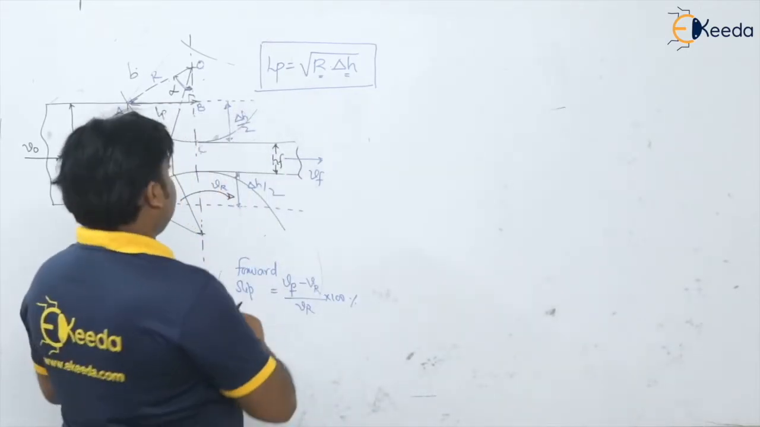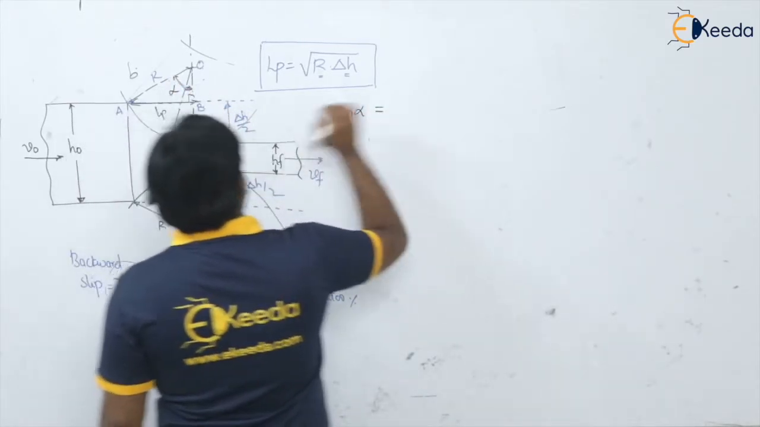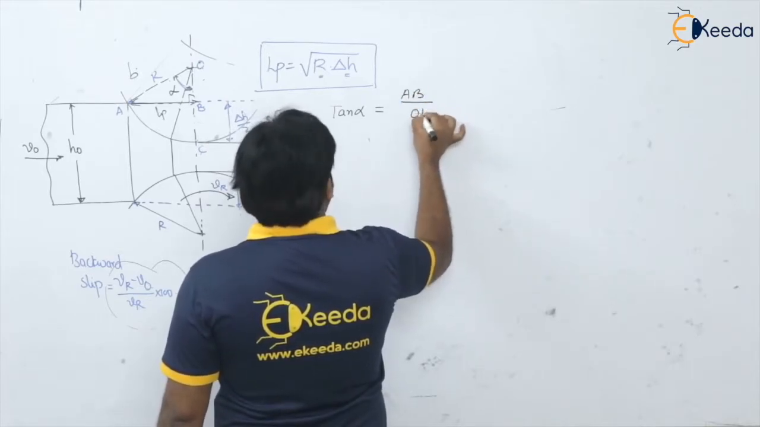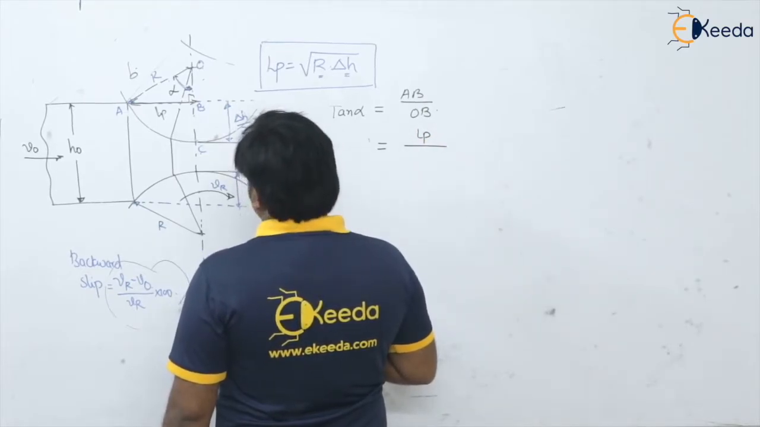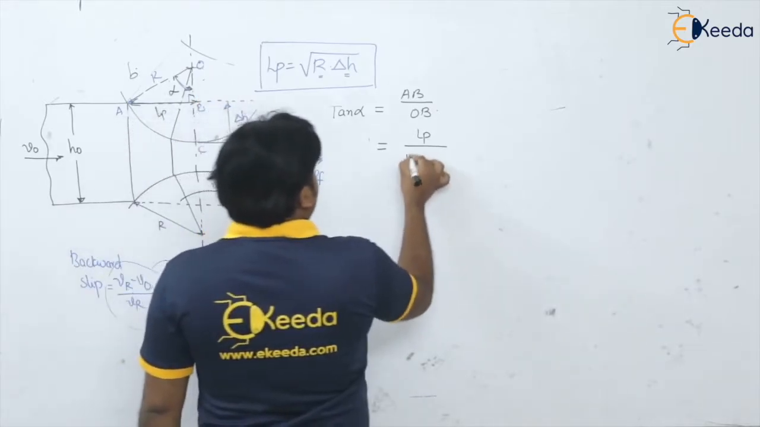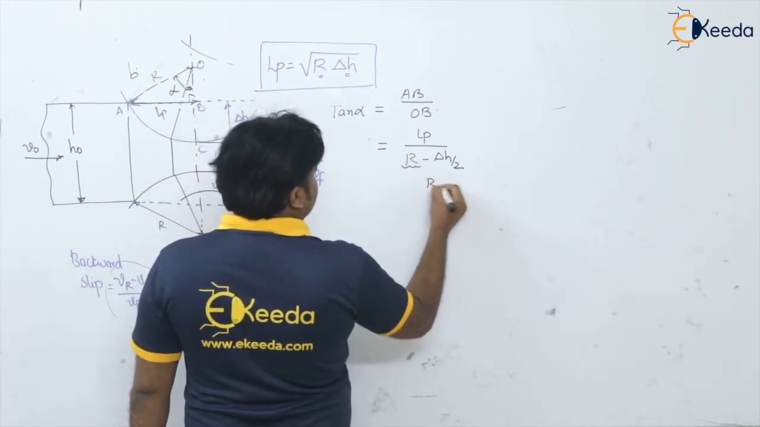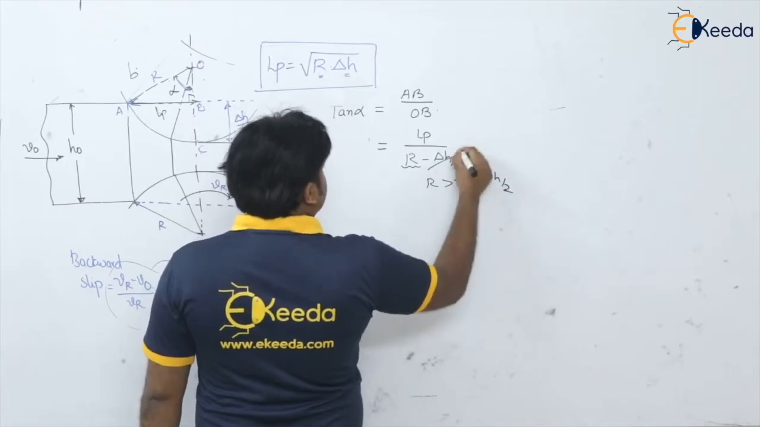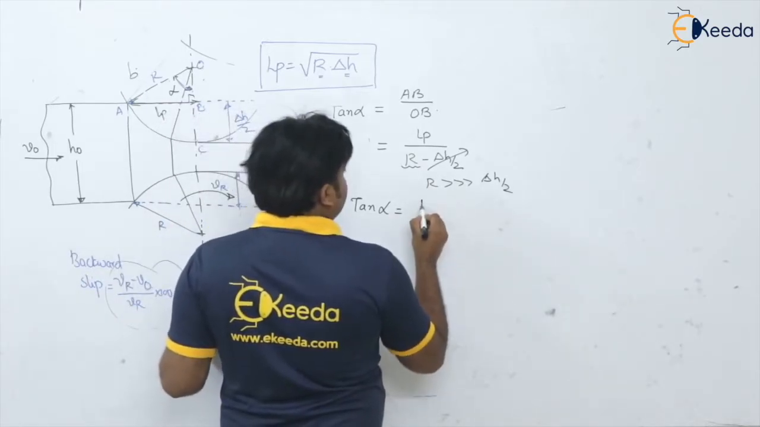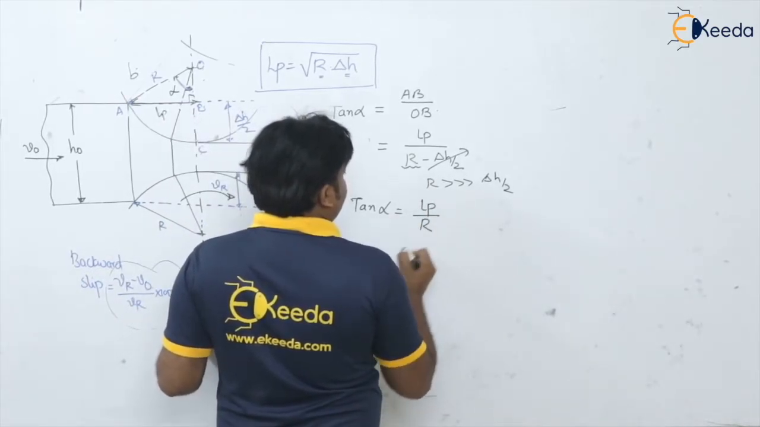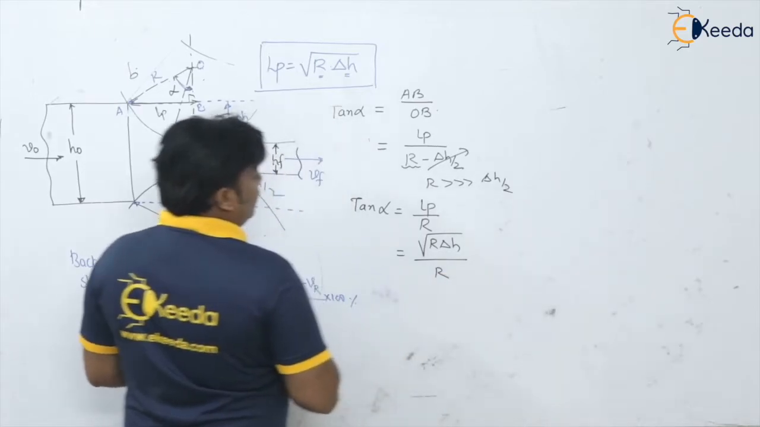Tan of angle alpha, what is tan alpha? That is AB divided by OB. What is AB? This is LP, that is the length of arc of contact, and OB is what? This is R minus delta H by 2. I will write directly. Okay, now R is very much bigger than delta H by 2, so neglect this term. So what is tan alpha, which is equal to what? This LP divided by R. What is LP? Under root of R delta H divided by R, isn't it?